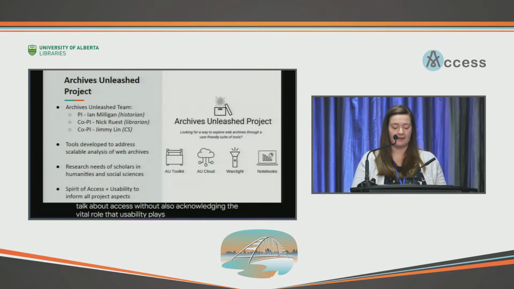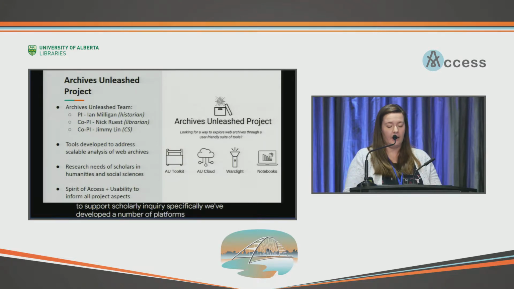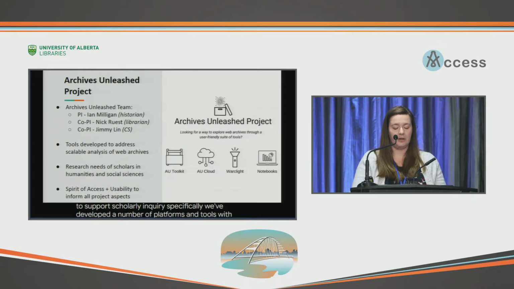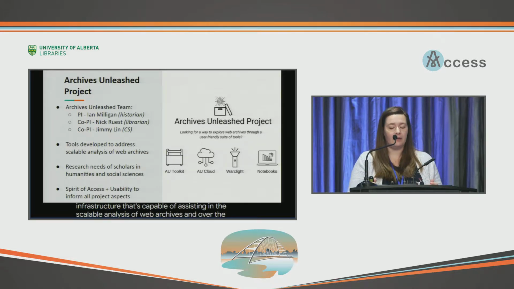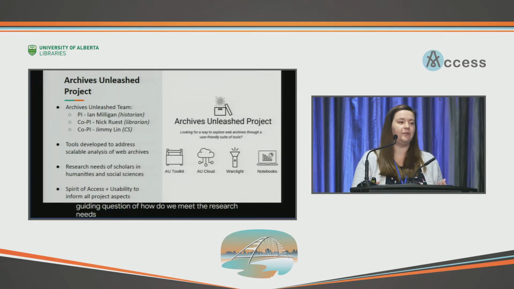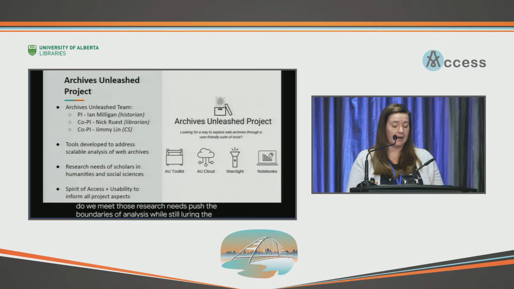So this challenge of access is where the Archives Unleashed project comes in. It began when a historian, a librarian, and a computer scientist asked how web archives could be unlocked to support scholarly inquiry. Specifically, we've developed a number of platforms and tools with infrastructure that's capable of assisting in the scalable analysis of web archives. And over the past 2.5 years, we've been working with this guiding question of how do we meet the research needs, specifically for our colleagues in the digital humanities and social sciences, but also beyond. How do we meet those research needs, push the boundaries of analysis while still lowering this barrier to access?